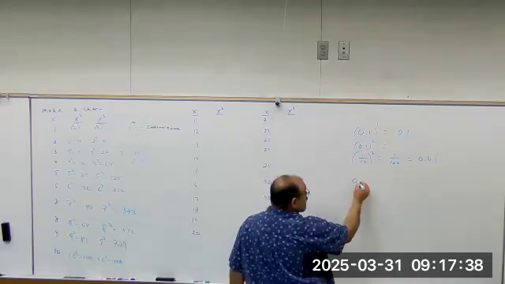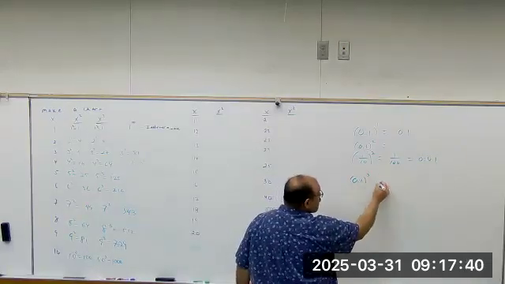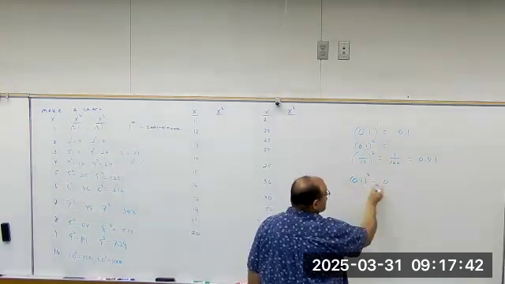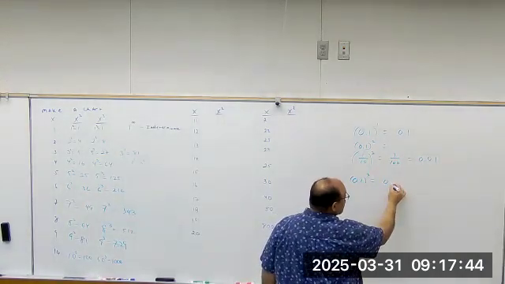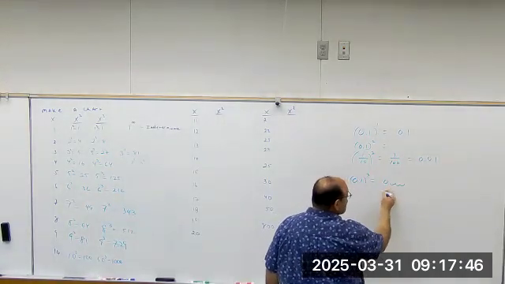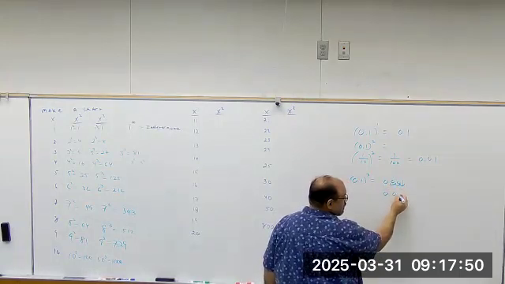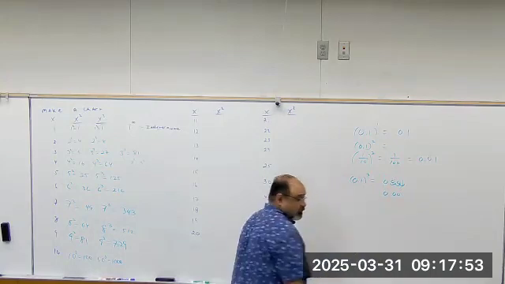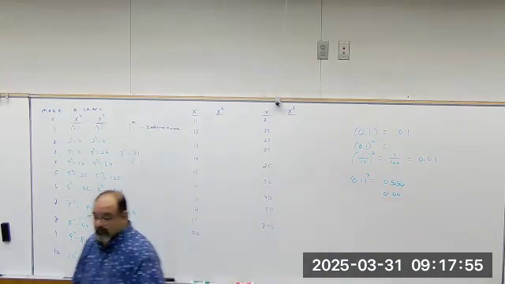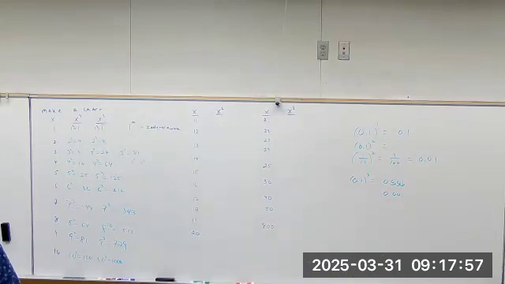So 0.1 to the third is going to equal 0.001, and I'm going to move the decimal place 1, 2, 3 times. It's 1/1,000. That's your scientific notation.